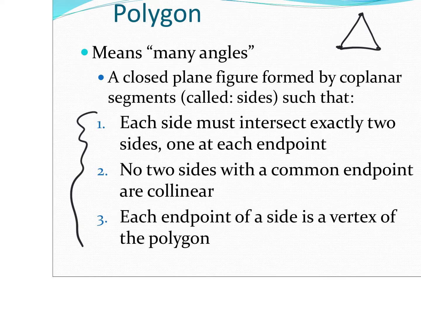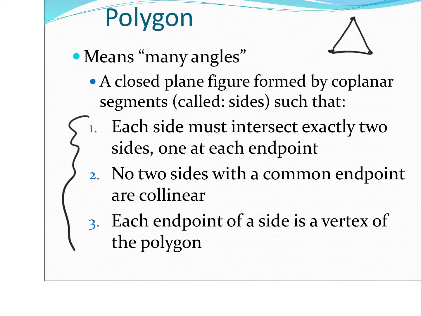So each side must intersect exactly two sides, one at each endpoint. So this side right up here in the triangle, notice it's intersecting this side and this side right here and here. So each side must intersect exactly two sides, one at each endpoint. No two sides can have a common endpoint that's collinear. So for example, I couldn't have a third point on the side of this triangle. It can only be formed by non-collinear points.